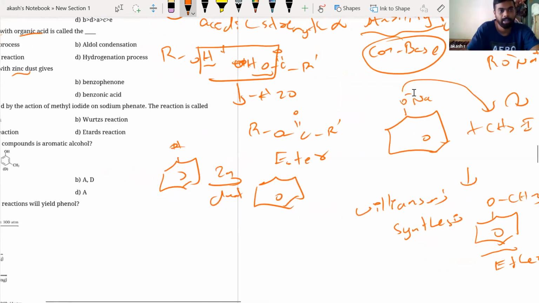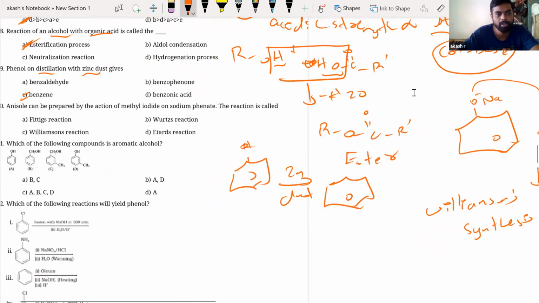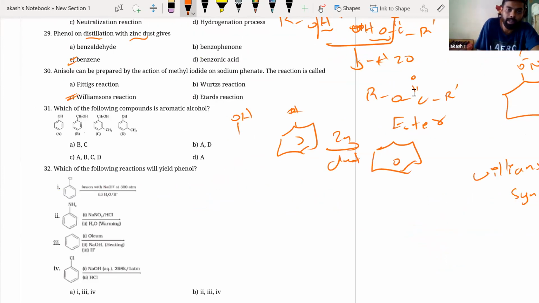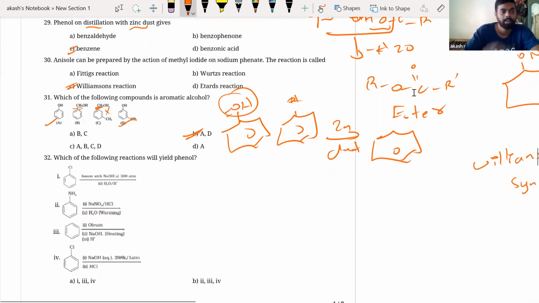So this is nothing but Williamson synthesis. Next. Which of the following compounds is an aromatic alcohol? Now, please understand, OH should be directly attached to a benzene ring. Only then it is called an aromatic alcohol. So A is okay. This is not okay because in between there is a carbon. This is okay. Only A and D, nothing else. This also has a carbon in between. No, it should be directly attached to your benzene ring.